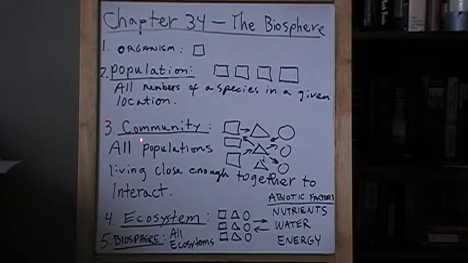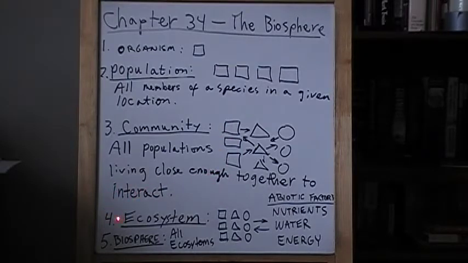And the third one is community. So community is all of the populations living close enough together to interact. So we have these different species interacting with each other.